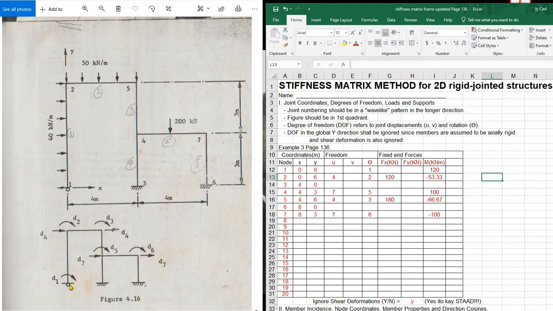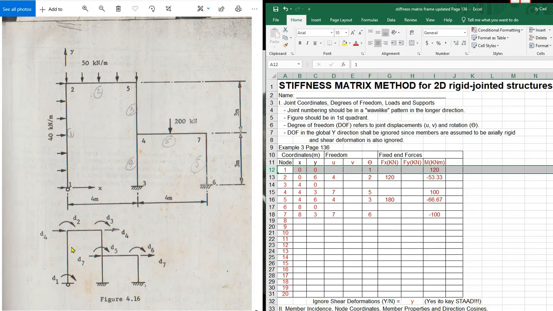So sa node 1, it is free to rotate. Kaya meron tayong displacement dyan. At hindi siya magdi-displace ng horizontal or vertical. Kaya this is D1. Okay? And that is rotation kaagad. Okay? Ayan. And then at node 2, meron tayong horizontal, and then meron tayong rotation.